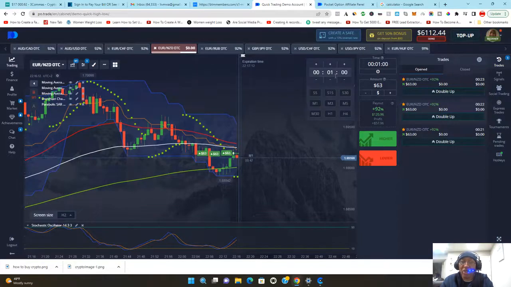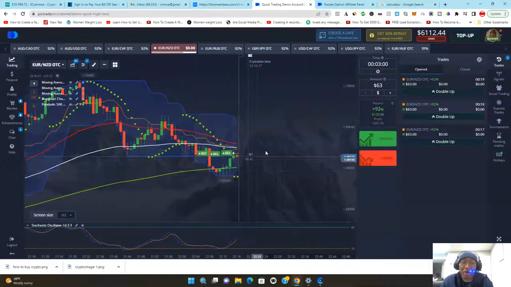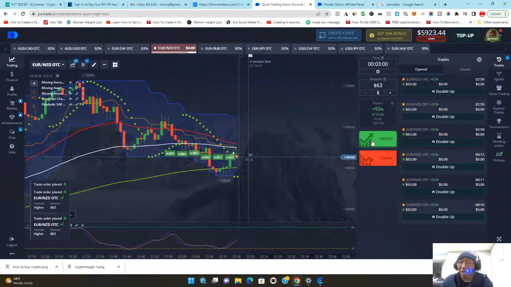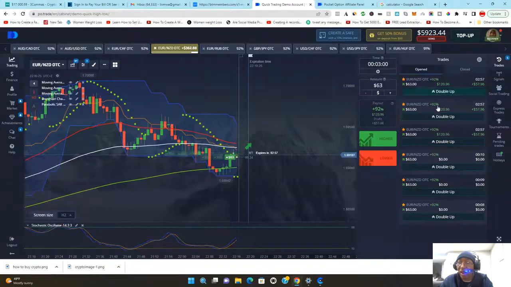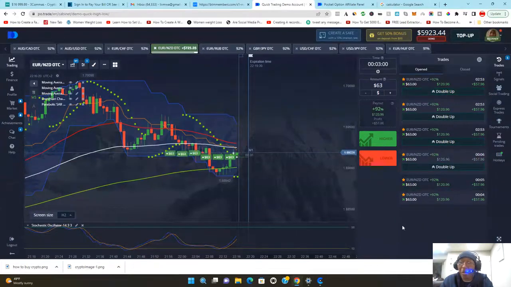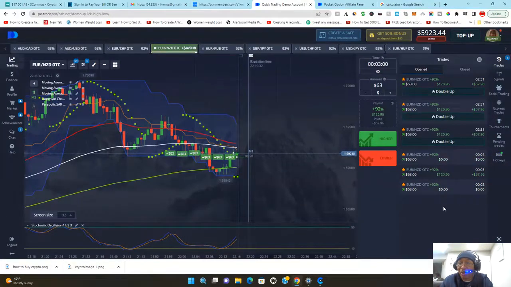Let's change this to 3 minutes. So we're gonna have to take another trade here. I probably screwed up here. It should be 3 minutes, and this would be going up for 3 minutes. So I'm gonna take those 3 trades. Now we have a total of 6 trades here, but this should be closing up in a few seconds.